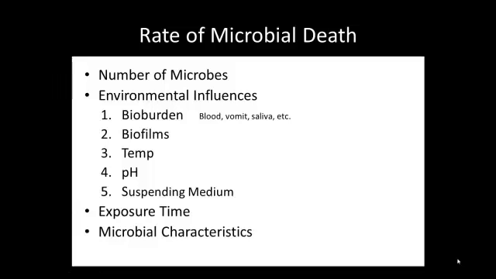Therefore, they're harder to kill, and we have to use more stringent measures, longer exposure time, all of that fun stuff. So all of these things go into determining rate of microbial growth, and they also are part of how we determine how well or how effective a control method is.